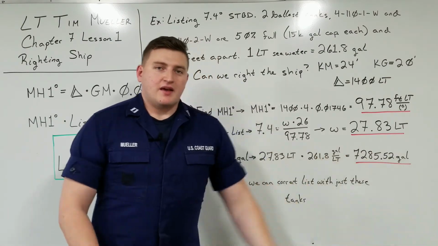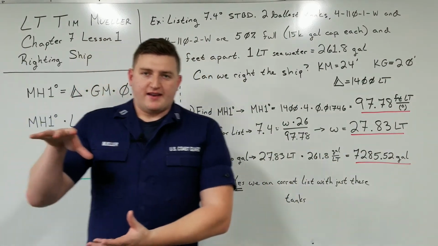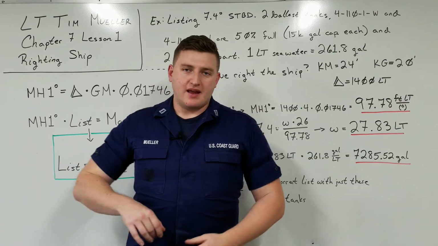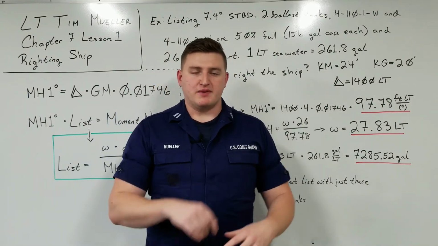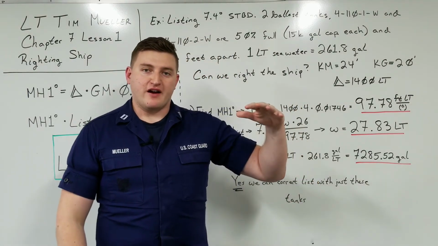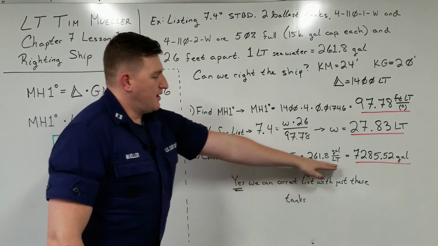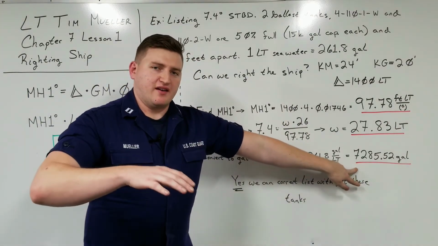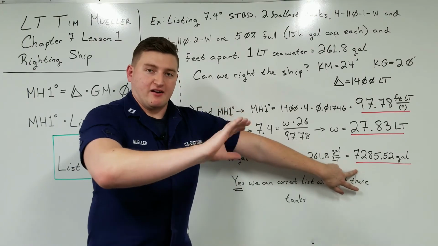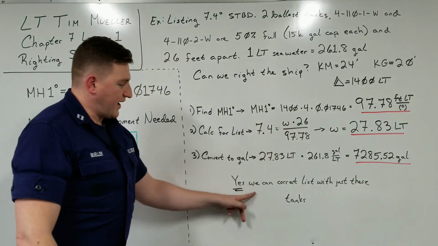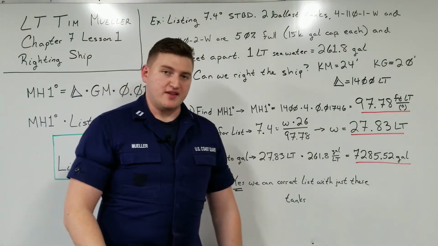7,285.5 gallons. If our one tank has 7,500 gallons in it, and the other tank is at 50%, which means that it has room for another 7,500, that means we're not shifting the entire tank, and we're not filling up that entire other tank. So we can correct the list with just these tanks.